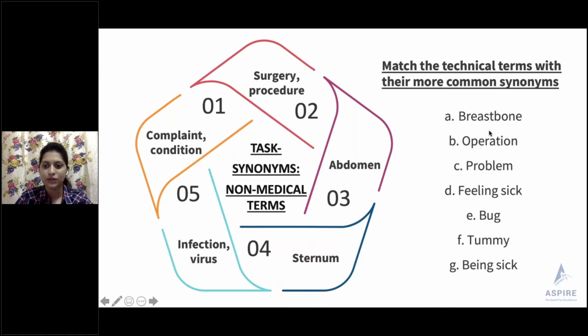Is my voice clear? I just looked into the text box. Is anybody having a problem with the audio? All right, thank you.